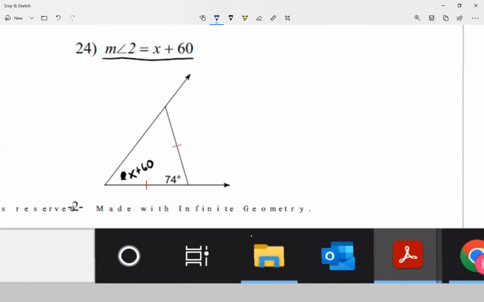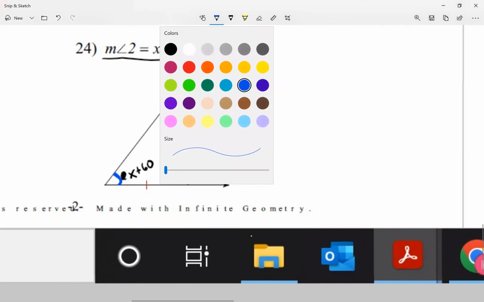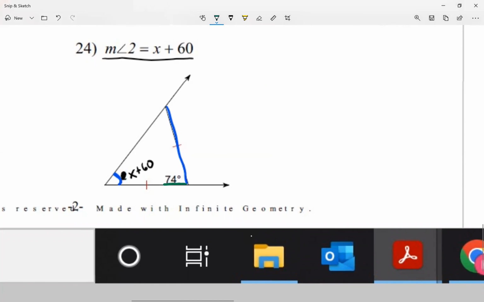Okay, let's see. This side is opposite to this angle. This side is opposite to this angle. Those two sides are equal. That means that those two angles are equal. So I'm going to say that green angle is x plus 60.